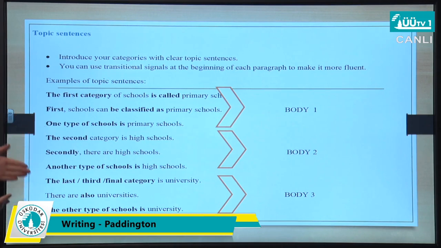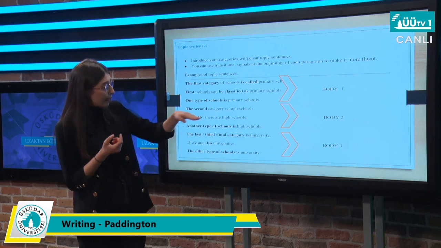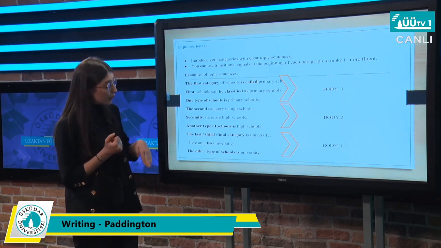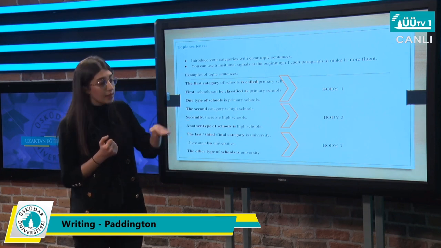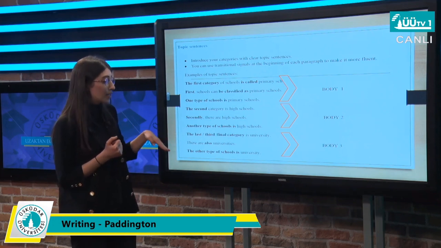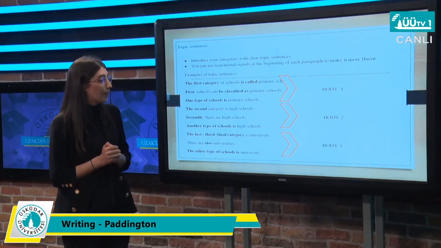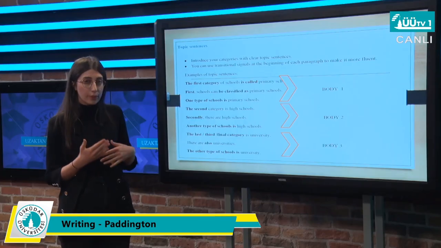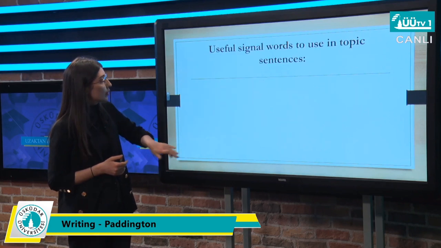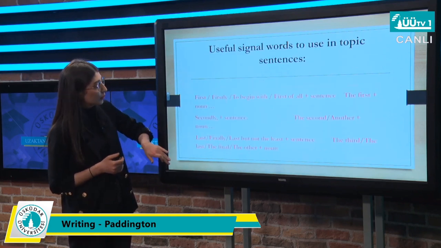Then here it must be the first category. You have to mention the first category. If it is body paragraph 2, then the second topic sentence, and in the last body paragraph, the third topic sentence. So these are the topic sentences, the body paragraph. 3 body paragraphs at least you have to have. Okay, after topic sentences, in our outline, what do we have?